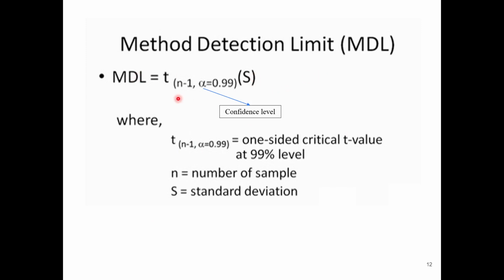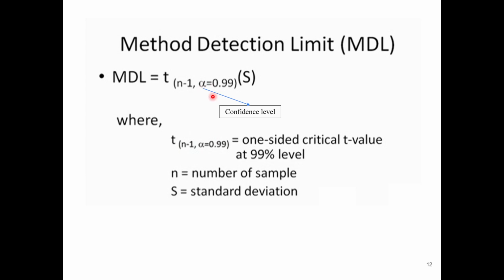MDL we can find out using this formula. MDL relates the one-sided critical t value and standard deviation. So it is equal to t times S, where t is the value for n minus 1 degrees of freedom and alpha equal to 0.99. Because it is a one-sided critical t value, it has a confidence level of 99%. In this case, alpha is basically the confidence level.